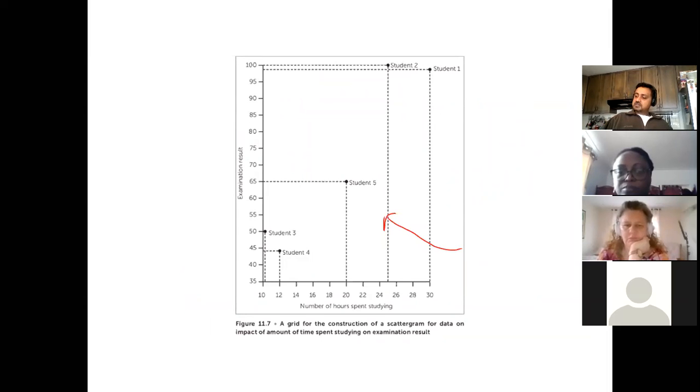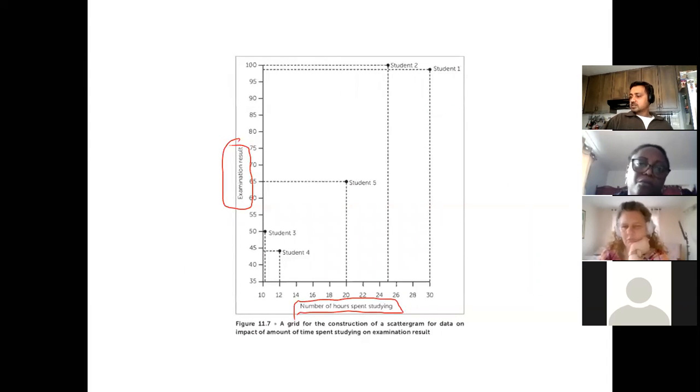This kind of a graph is called a scatter plot. The idea of a scatter plot is if I had 30 students and I'm looking at the examination result on the left, on the y-axis. On the x-axis, I have the number of hours spent studying. I could plot each student out on the graph. Do I have student 1 here? Yes. Student number 1 spent about 30 hours studying and they scored about 98. Student number 2 spent 25 hours studying and they got a score close to 100, and so on.